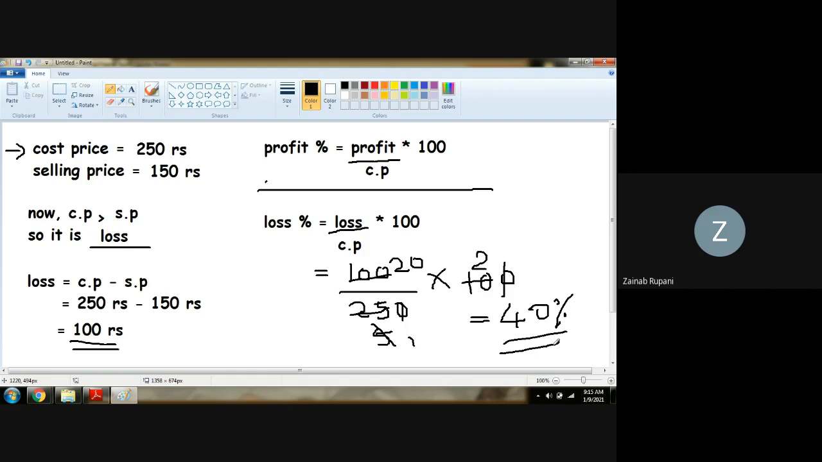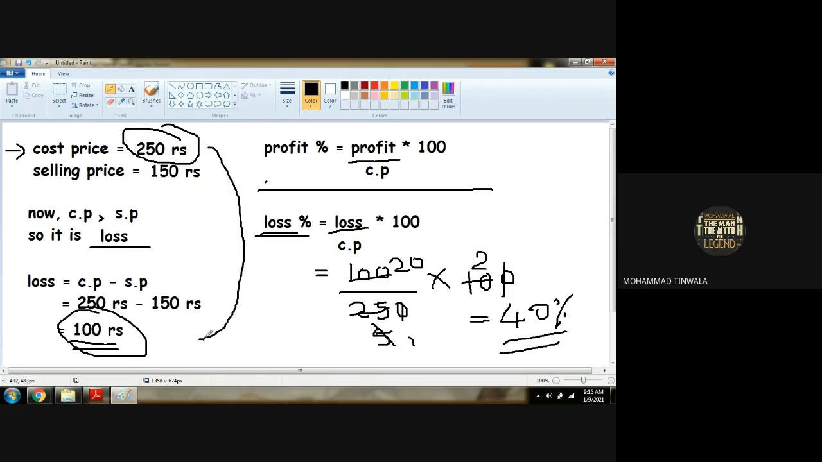Have you all understood the content? Yes, sir. 40% is what? Loss percentage. Loss, a loss of 100 rupees on 250. In terms of the difference, how much percent is it? It is 40%. Anybody has any doubt with this?